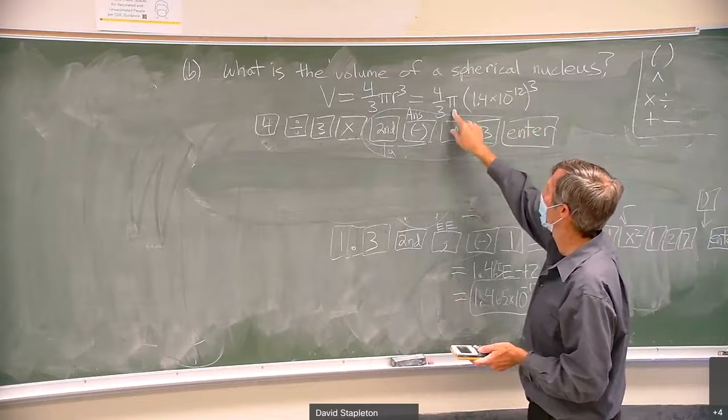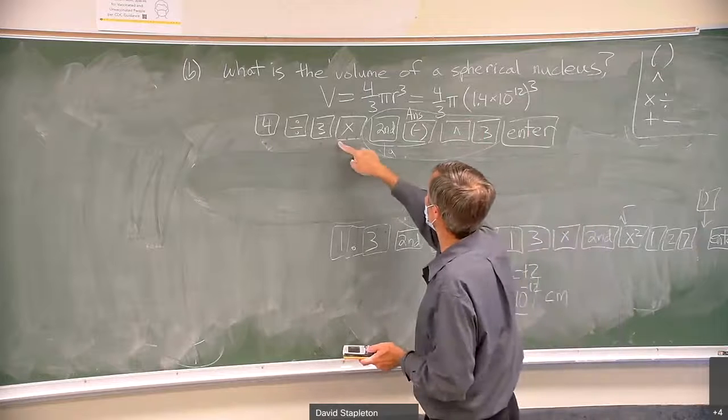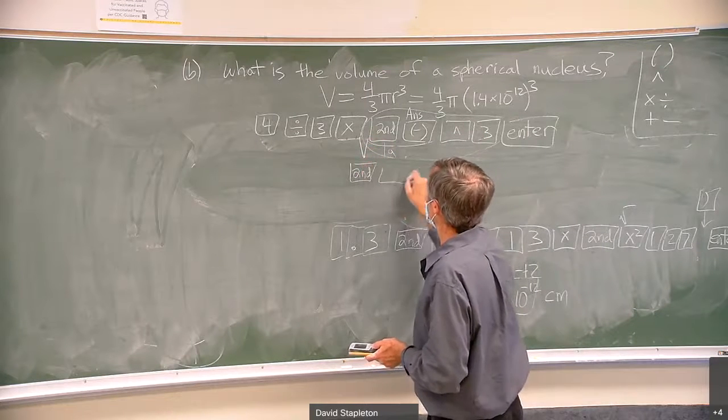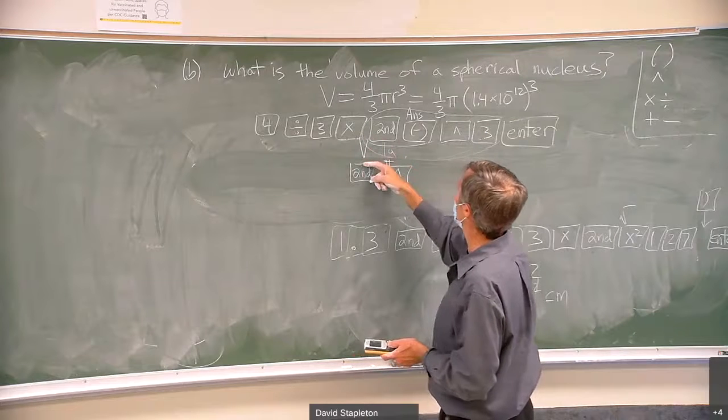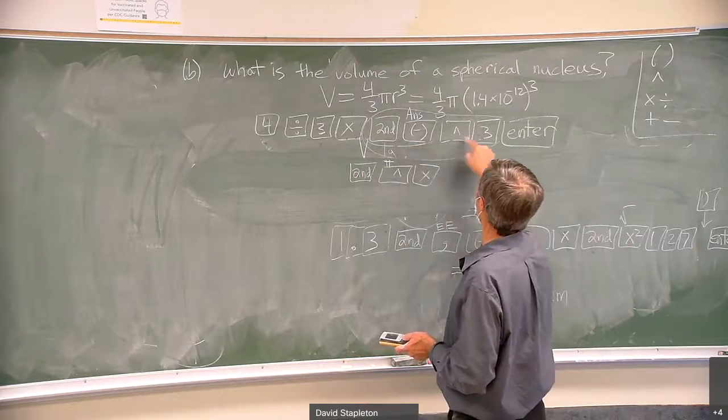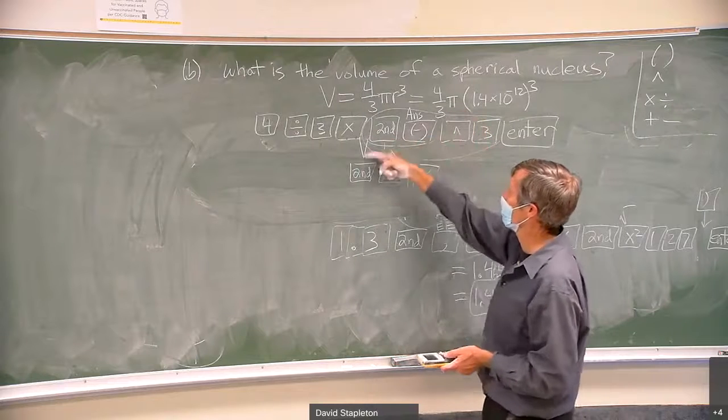I forgot my pi, didn't I? It's 4/3 times, second caret gives me the pi, times the second answer to the third. I forgot my pi in here. So this goes in between.